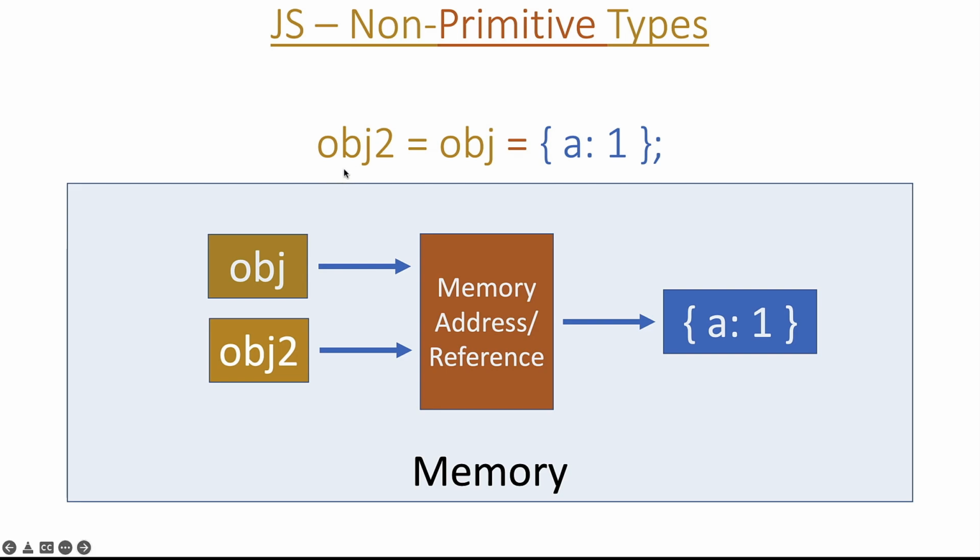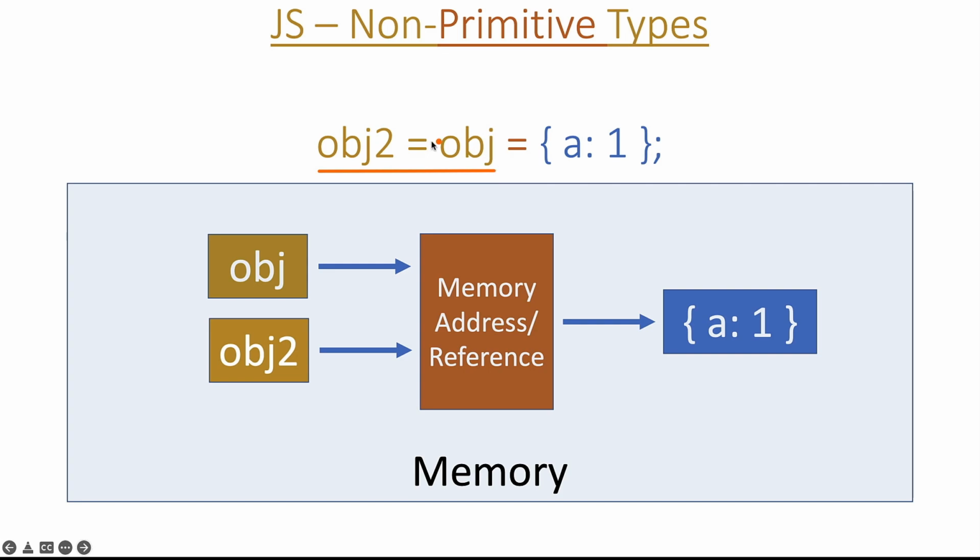Now let us see how a similar assignment operation will work with non-primitive types. Here we have the statement obj2 = obj = {a: 1}. So this is an object with the key-value pair a and 1. When this line of code is executed, first this part that I have underlined here gets executed. So obj is assigned the object a:1. In memory, it will look like this over here. Like we have previously discussed, obj will point to the reference, which will then point to the actual object.